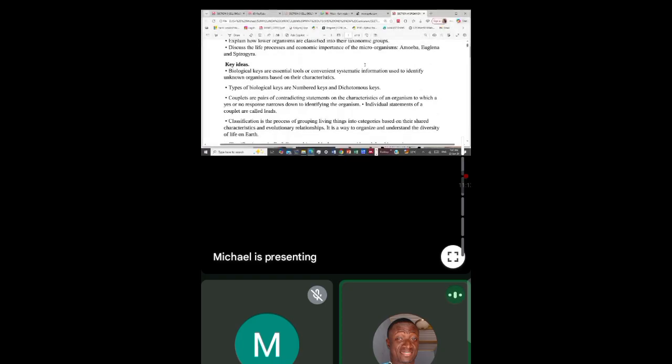Based on the key ideas, our definition for biological keys has been explicitly explained. We said biological keys are essential tools. Normally when you're defining something, you don't bring any of the key terms. If as much as possible you can do away with them, try and do away with the key terms. So we have biological and we have keys, and we try to explain them in the definition. Don't bring the word key in the definition. That is the best, but if you can't do away with it, fine, leave it that way.